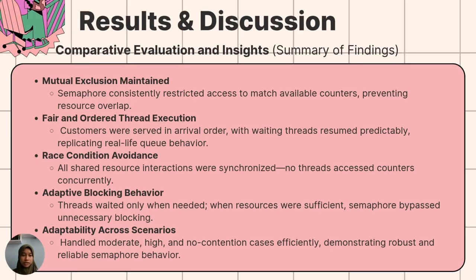And then we have adaptive blocking behavior. Threads waited only when needed. So if a counter was free, the customer didn't have to wait. And then adaptability across scenarios: it handled moderate, high, and no contention cases efficiently. It demonstrates robust and reliable semaphore behavior.